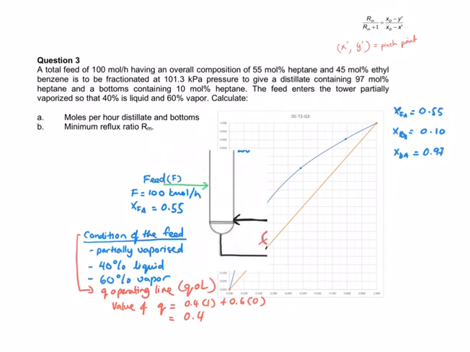Remember, in the previous information, we are given the condition of the feed. The condition of the feed will lead you to the Q operating line, and the information is 40% liquid and 60% vapor. To find the Q operating line, you need to determine the q value first. Since only 40% is liquid, you have 0.4 multiplied by 1, and vapor you have 0.6 multiplied by 0. So you get the q value equal to 0.4.